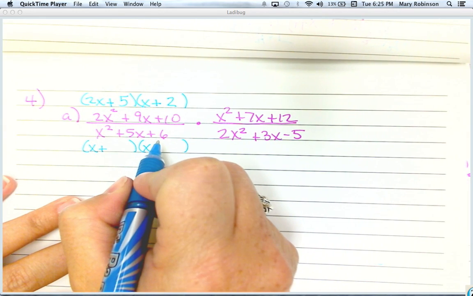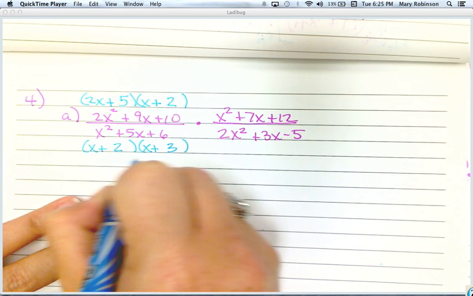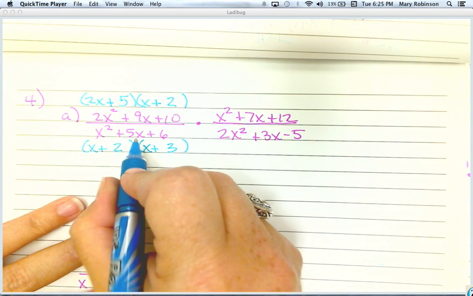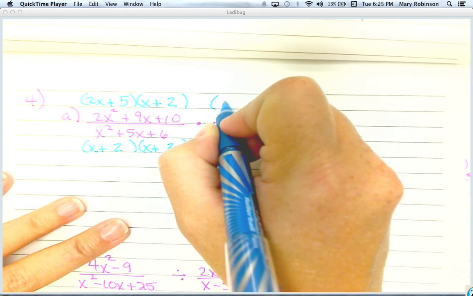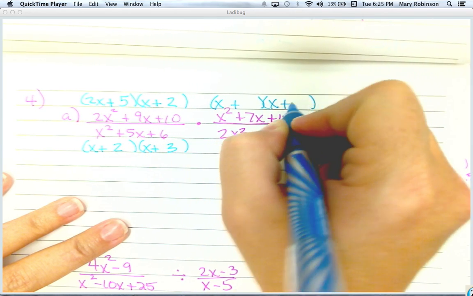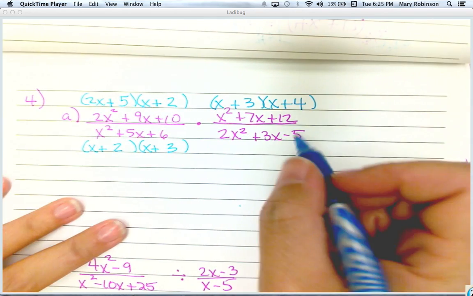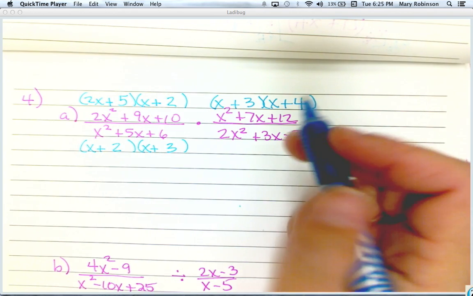Down here, this would factor into x and x, plus and plus. And we could try 6 and 1 or 2 and 3. It happens to be that 2 and 3, 2x plus 3x will combine to give us 5x, so that's how we factor that. For this one up here, we're going to have x plus and x plus 3 and 4, because 3 times 4 is 12, but 3x plus 4x will give us 7x.